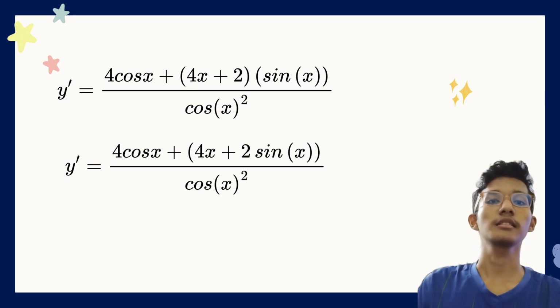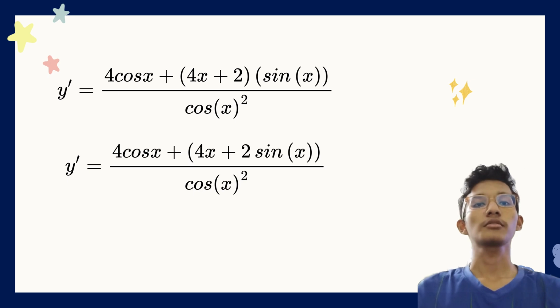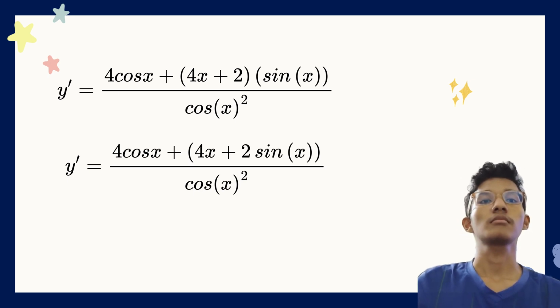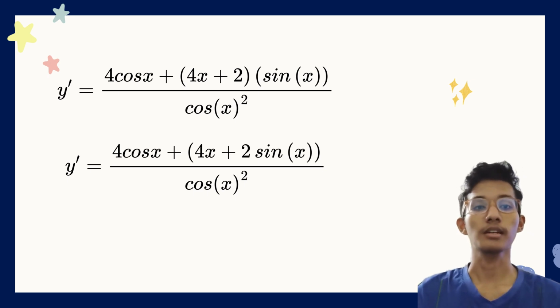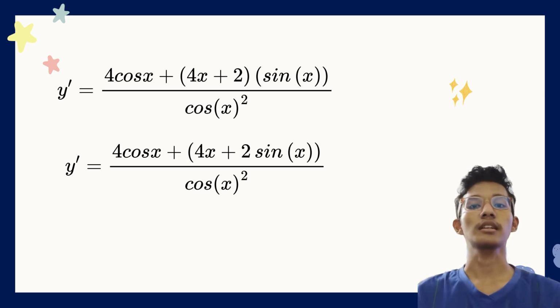And we can calculate them in the normal way. y prime equals 4 cos x plus 4x plus 2 multiplied by sin x, over cos x squared. And for the final answer, we get y prime equals 4 cos x plus 4x plus 2 sin x, divided by cos x squared.